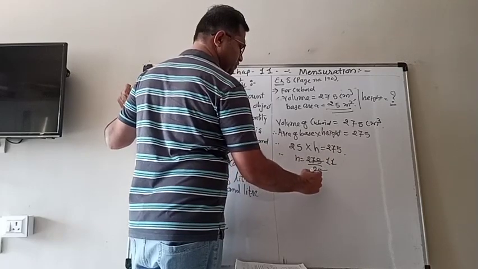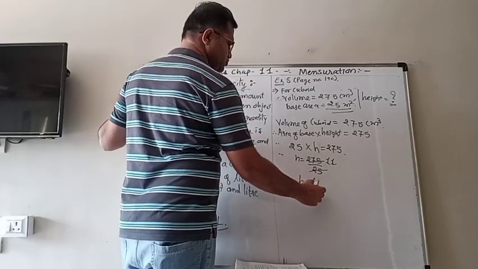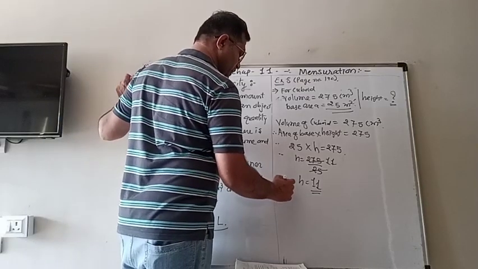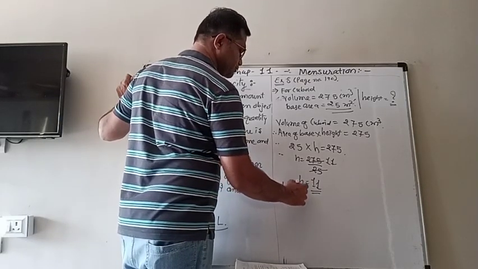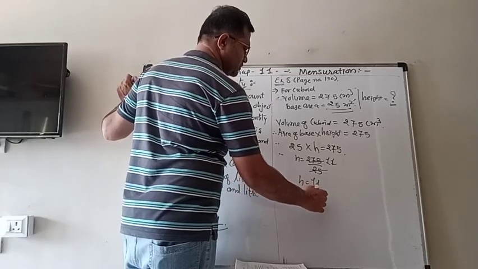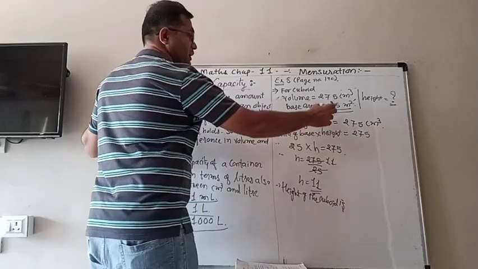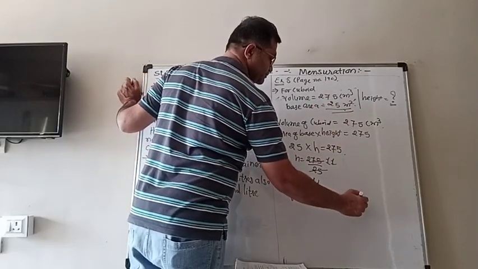So h is equal to 11. So what is h? Height. Therefore, height of the cuboid is 11 meter.